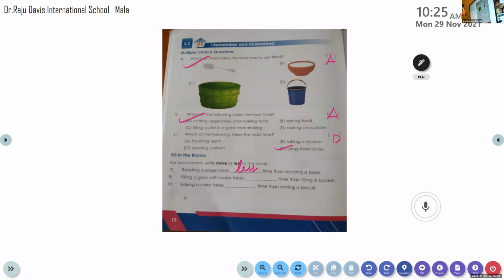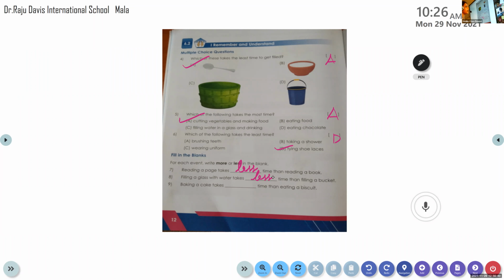Number 8. Filling a glass with water takes dash time than filling a bucket. See, first one, it is filling a glass. It takes less time or more time? Less time. So again it is less. Filling a glass with water takes less time than filling a bucket. So L-E-S-S, less, once again.